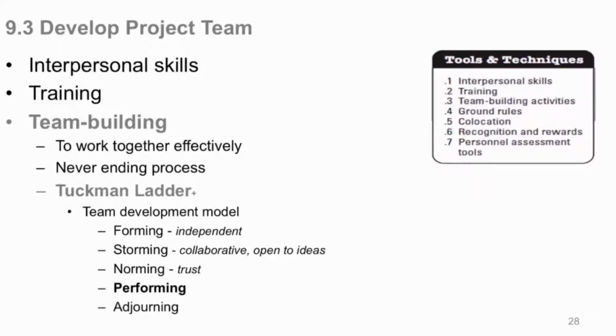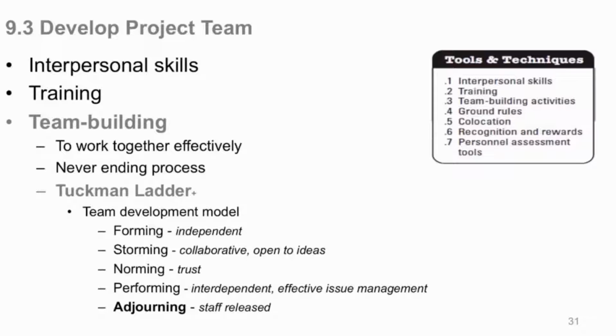Finally, you get to the real efficient project model where they're all doing their job. They understand the schedule. They know their work. They know how to feed back things and the whole bit. That's called performing. Now, they're interdependent. They're relying on everybody else to help them, and issue management is more effective because they know everybody. They have a trust in what they're doing, that they're not going to be embarrassed theoretically, because they make a mistake. They'll be open about it, get it resolved quick, and move on. And then finally, at the end, you release people, adjourning.